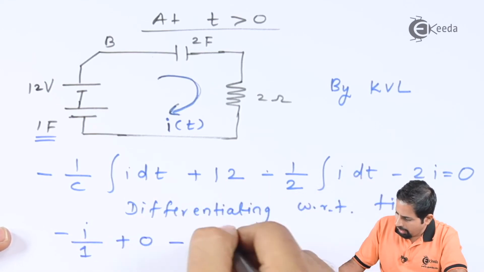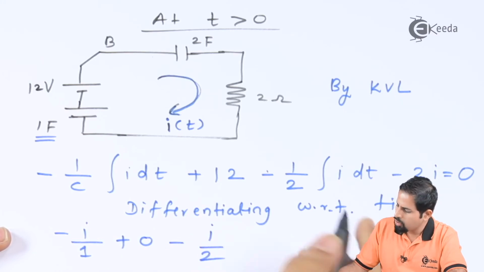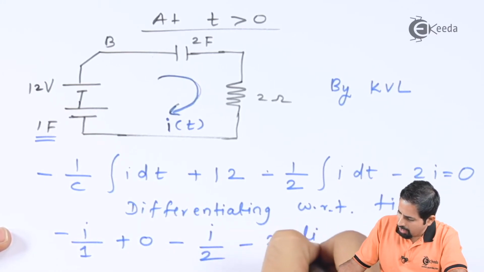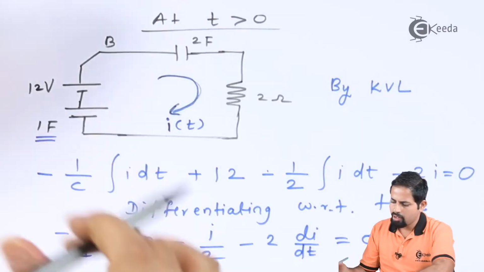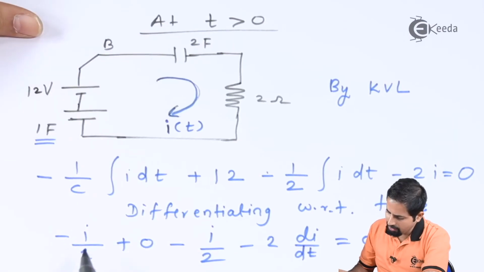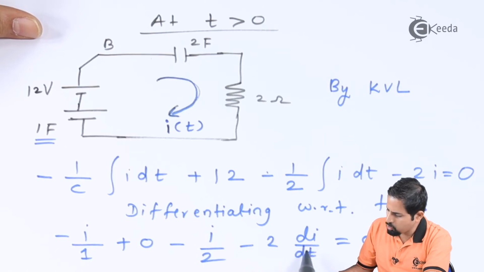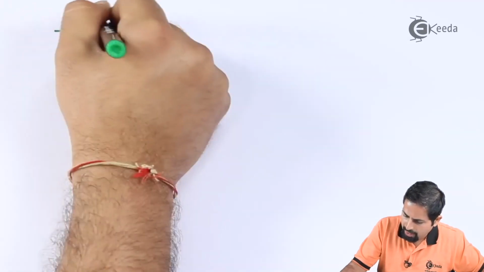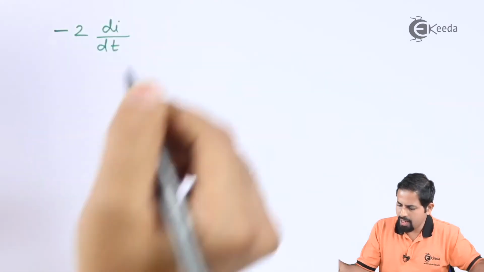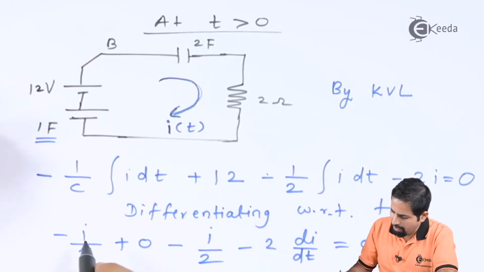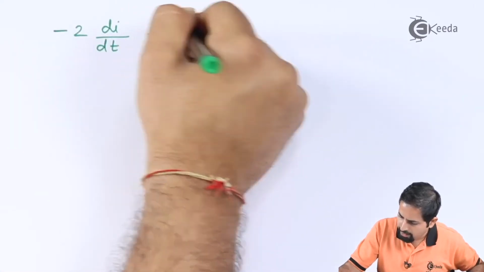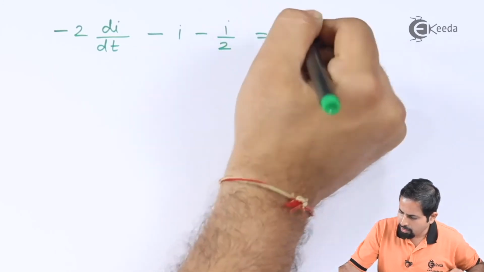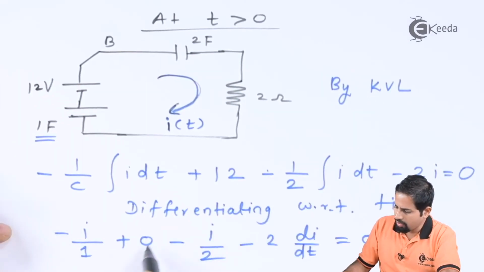Then minus, again I divided by 2 and minus 2 into di divided by dt, that is equal to 0. This is the equation that we have got. So let's go to the next page now. Well, these two terms can be combined. We can add them, and we have this minus 2 di by dt. So we'll write it first, minus 2 into di by dt, and then we have minus I upon 1 and minus I upon 2, or we have minus I by 2 equal to 0, because right side it is 0, here also there is 0.